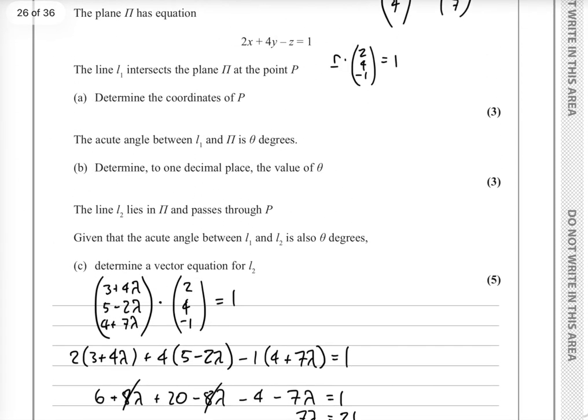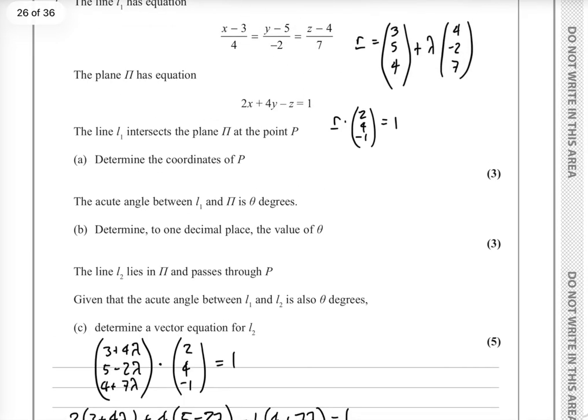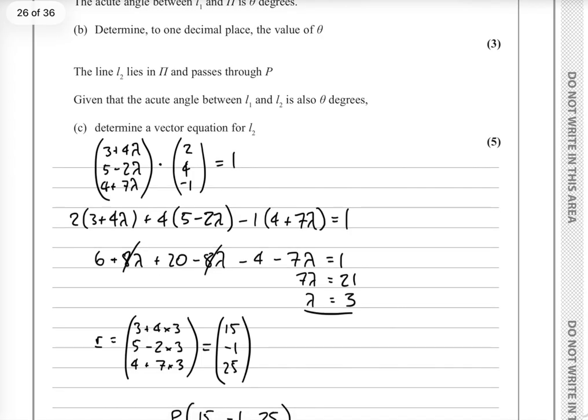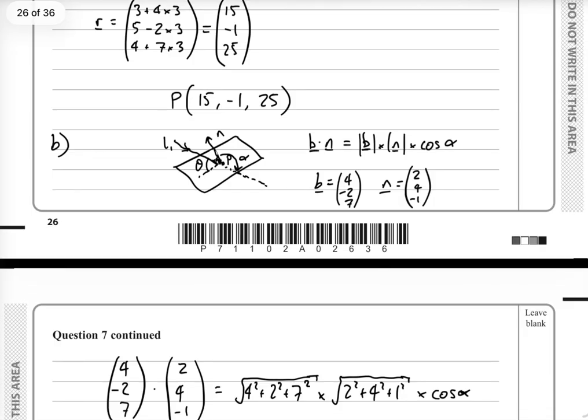The line L2 lies in pi and passes through P. We don't have L2 up there. So it lies in pi and passes through P. Given that the acute angle between L1 and L2 is also theta degrees, determine a vector equation for L2. So what that means is, although L2 lying in the plane doesn't really give us much to go on, it could be in any direction in the plane, and passing through P doesn't give us much to go on either, it could still be in any direction in the plane.